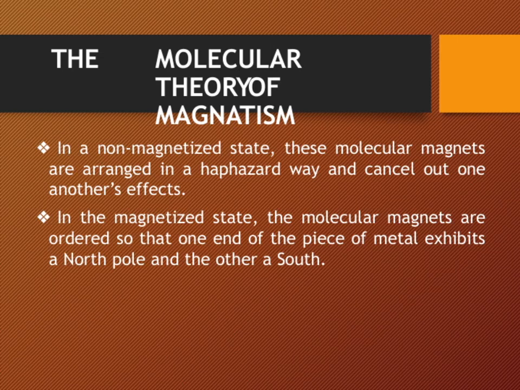So, in a non-magnetized state, these molecular magnets are arranged in a haphazard way, meaning their magnetic effects cancel each other out. It's kind of like a bunch of tiny magnets pointing in random directions, so overall, there's no magnetic field. But when we magnetize the material, something interesting happens. The molecular magnets become ordered, aligning themselves so that one end of the piece of metal exhibits a north pole and the other end a south pole. This orderly arrangement is what creates a noticeable magnetic field. This concept is central to understanding how magnetism works at the molecular level, and it helps explain why some materials are magnetic while others are not.